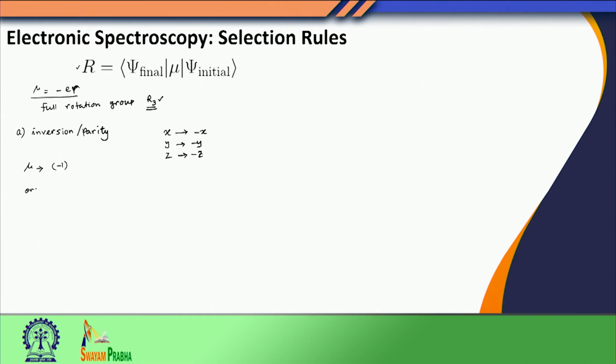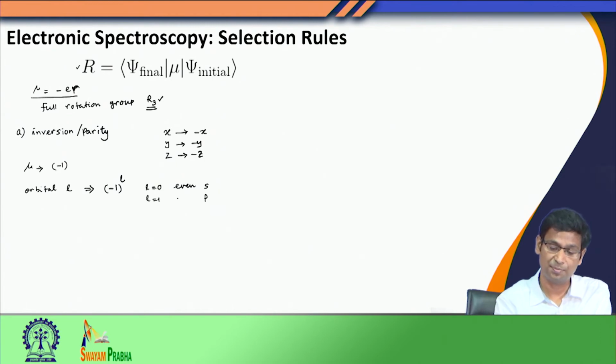An orbital with orbital angular momentum L has a parity of minus 1 to the power L. So, that means when L is 0, this is an even function. When L is 1, this is an odd function. So, when L is 0, this is an s orbital. When L is 1, this is a p orbital, this is odd, and so on and so forth. So, a d orbital is an even function, an f orbital is an odd function, and so on. So, the orbital's parity goes as minus 1 to the power L.